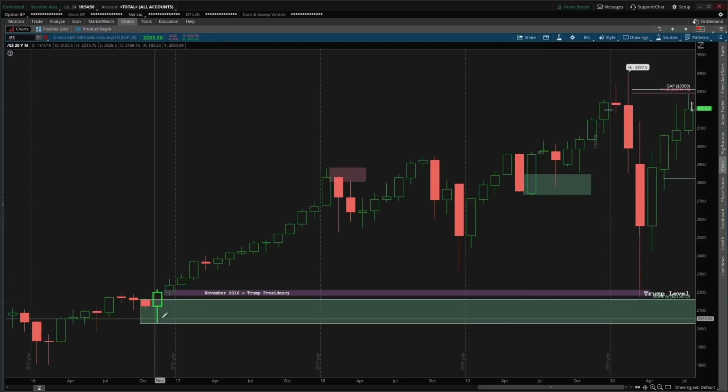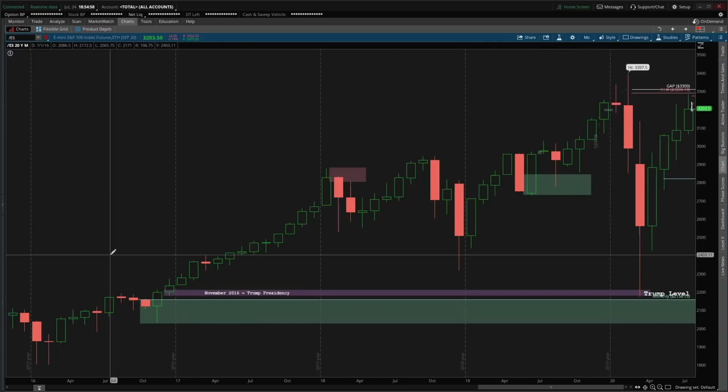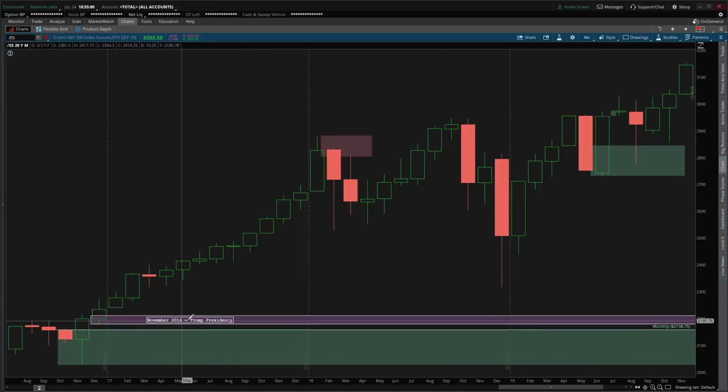So we're looking at a monthly time frame right here, and I want you to keep this in mind: this is November 2016 when Trump became president. I want you to keep this level in mind. Whereas on a monthly chart, it just looks like a straight rally to the upside, no basing out periods. It was just a straight rally to the upside.